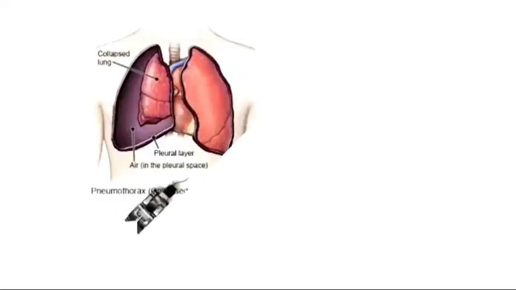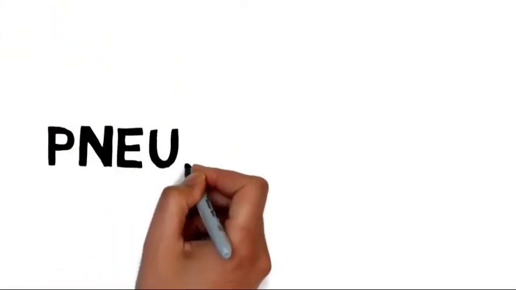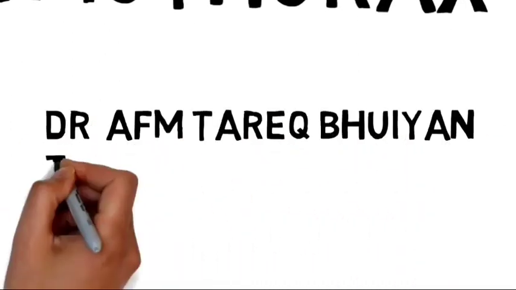In this photo, the left lung is inflated, normal, but the right lung is collapsed and air is trapped in the two layers of pleural space. This is called pneumothorax. I am Dr. Fatem Tarek, and in this video we are going to talk about pneumothorax.